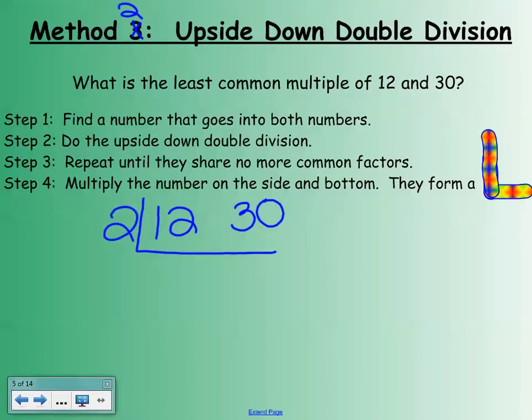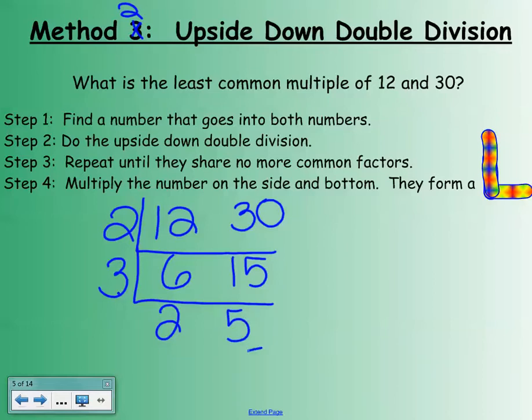2 can go into 12 6 times. 2 can go into 30 15 times. When I look at 6 and 15, you might be thinking, nope, nothing can go into those. However, I can't always just rely on them both being even. Let's think about what we know about 6 and what we know about 15. I know that they share a factor of 3, so I'm going to put 3 outside the house. 3 can go into 6 2 times. 3 can go into 15 5 times. So this would be what my chart looks like.